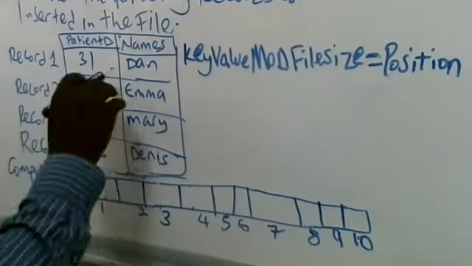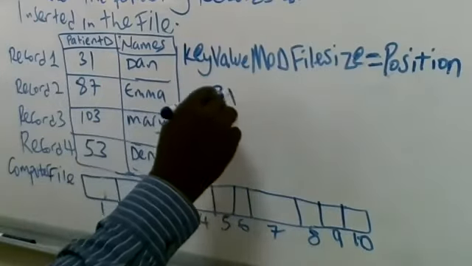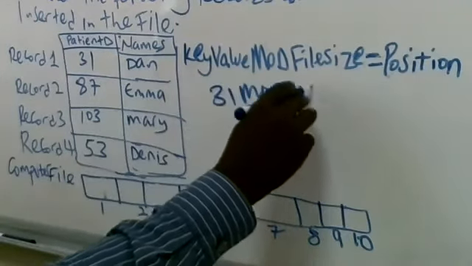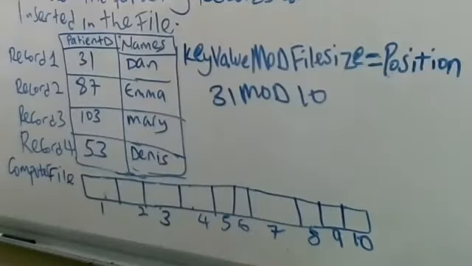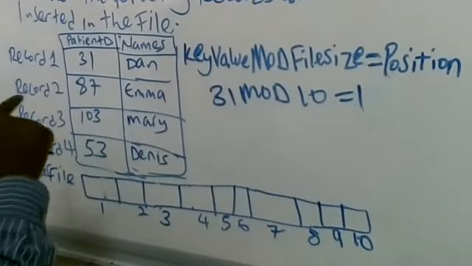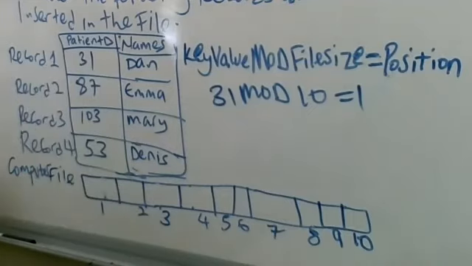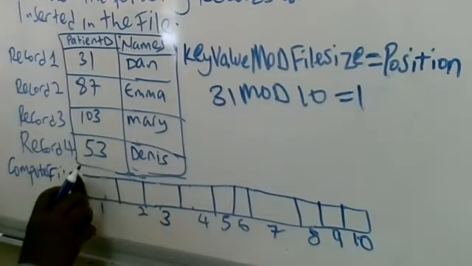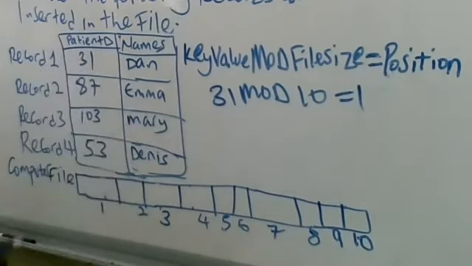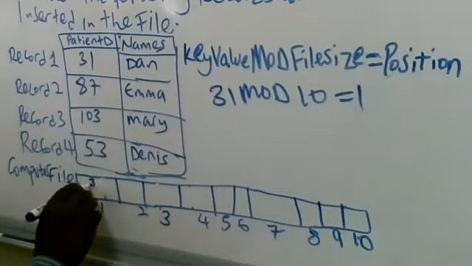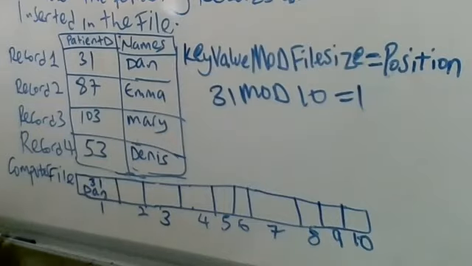So here for record 1 for Done, we shall get 31 modulus 10. Why 10? Because our file size keeps only 10 records. So 31 modulus 10 gives us 1. Modulus means the remainder after dividing. So now this means that the record of Done is going to be put in position 1. Now, what I mean by record is this. If you are putting Done in position 1, it means that we are going to put all these values about Done. That's what I mean by record. So we shall get 31 here, and we also put Done.